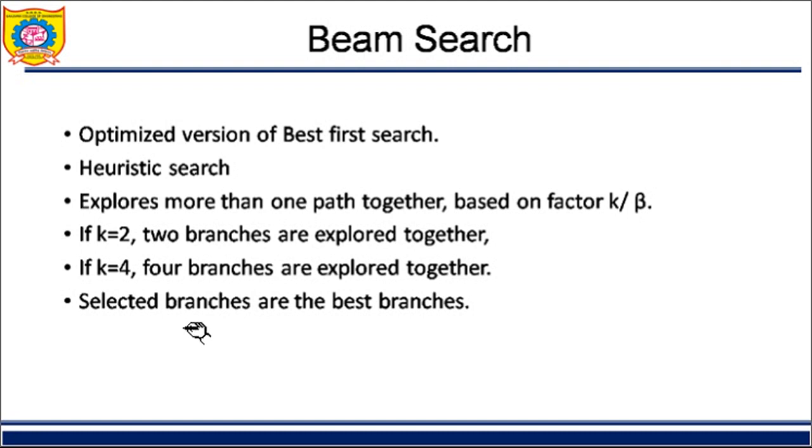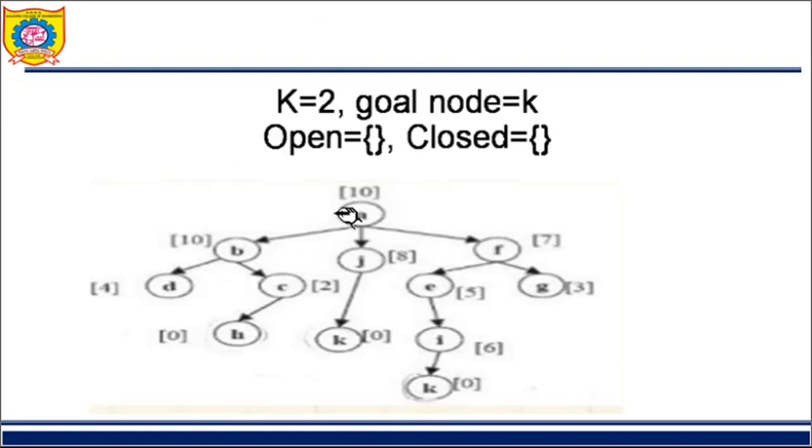What is the k value? So its selected branches are the best branches. Let's see how it works. Okay, so this is the example given. K is equal to 2. So what they've given, you have to work on 2 branches. Okay, k is equal to 2.